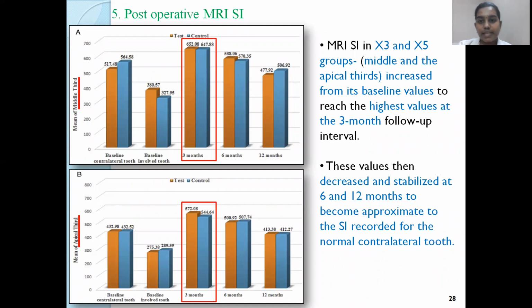Post-operative signal intensity in the test group and the control group increased from its baseline values to reach the highest values at the third month follow-up interval, and these values then decreased and stabilized at 6 and 12 months to become approximate to the signal intensity recorded for the normal contralateral tooth.